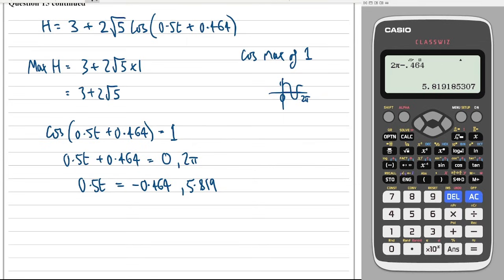And then I'm going to double them. Well, this one already I can tell is not going to be usable because we can't have a negative time. So it's the second one which we're going to use. And I'm going to double that. And I'm going to get t is equal to 11.6. And that's in seconds, I believe.